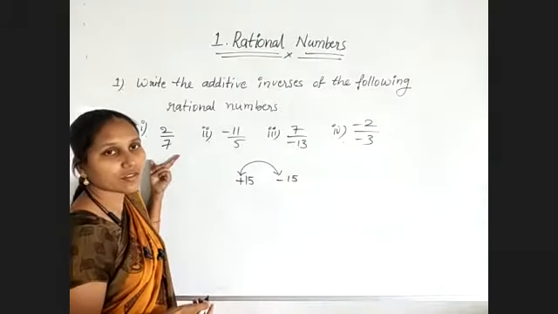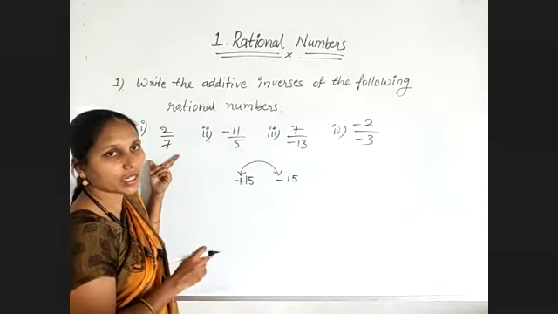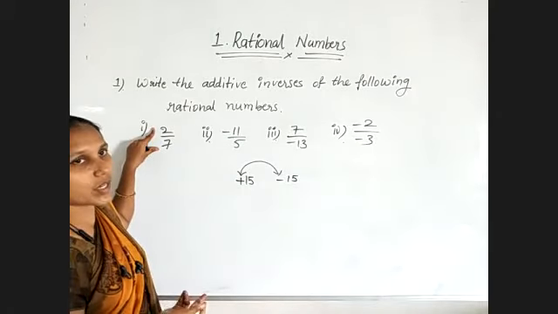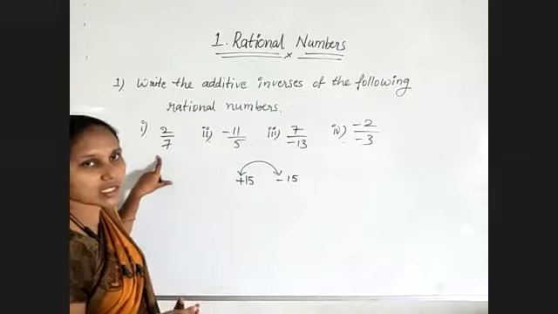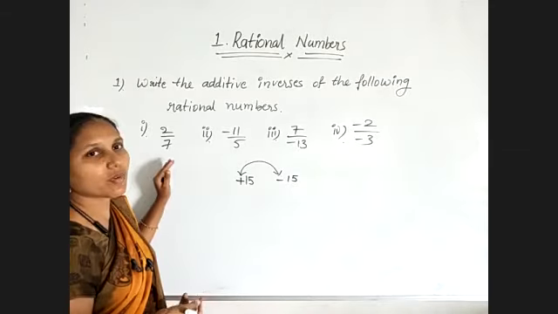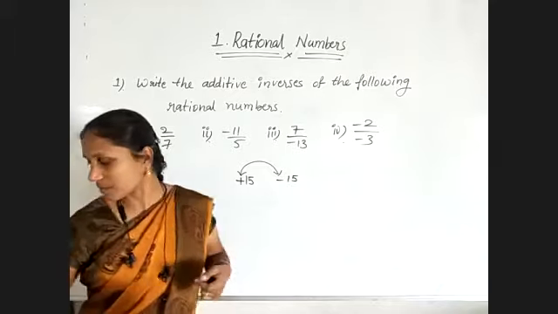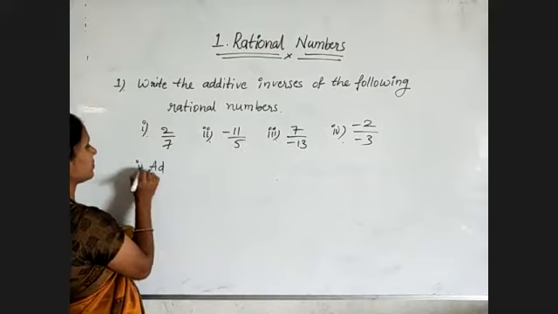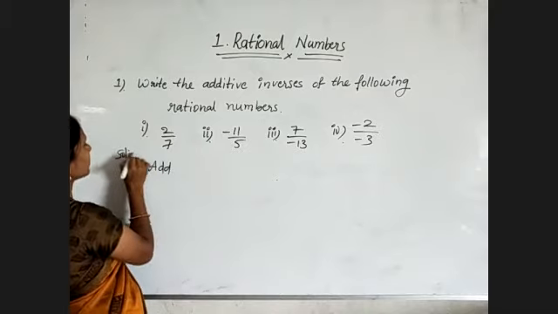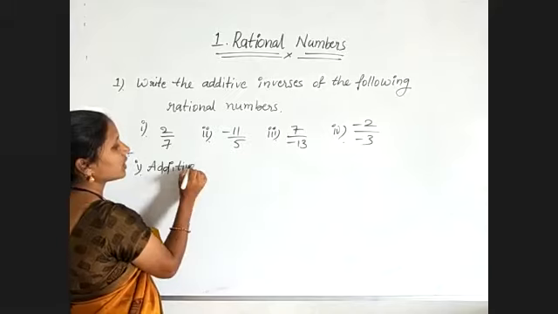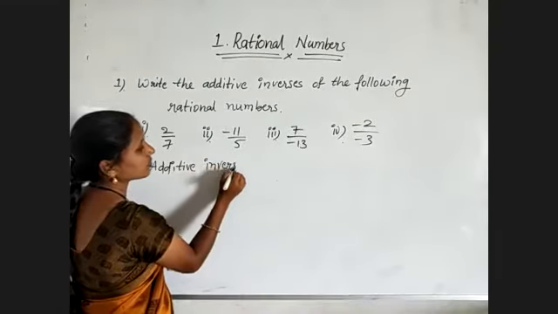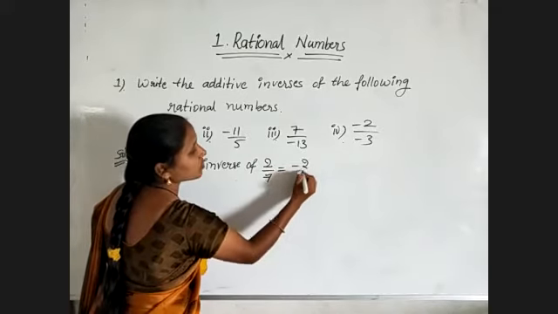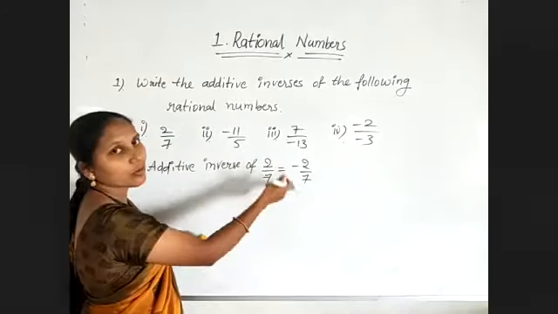First one, positive rational number or negative rational number, we need to identify. So 2 by 7 is a positive rational number or a negative rational number? Because numerator and denominator are like integers, it is a positive rational number. So we will get its additive inverse as a negative number. That is, the additive inverse of 2 by 7 is equal to minus 2 by 7. That's all. Because it is a plus value, we will write it as minus.